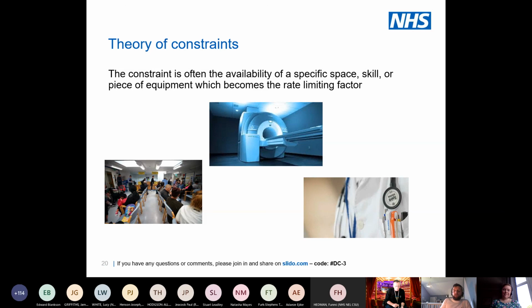What you'll generally find is that your constraint is the availability of a specific space, skill, or piece of equipment. We put space in, particularly now with COVID. If you can only have X amount of people in your waiting room at any given time, that's going to be your biggest constraint at the moment. But there's also things like specific skills or specific bits of equipment. Scanners tend to be the big one that we find.